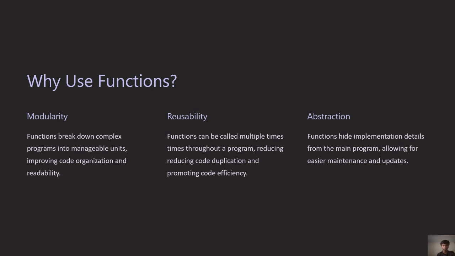So what is modularity? Functions break down complex programs into manageable units, improving code organization and readability. Reusability: functions can be called multiple times throughout a program, reducing code duplication and promoting code efficiency. Abstraction: functions hide implementation details from the main program, allowing for easier maintenance and updates.